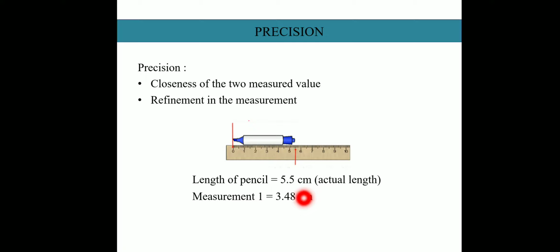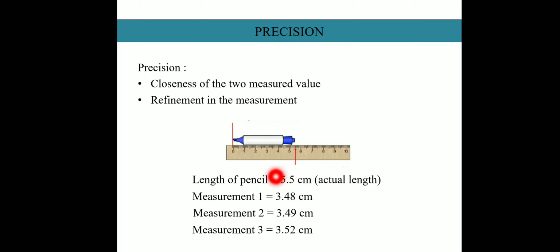Maybe this value has been wrongly calculated, but then when we calculated it for the second time, the value was 3.49 centimeter. Again, this is different from the length of a pencil. This is the actual length of a pencil, but what we have calculated is 3.48, 3.49. Third time again when we calculated, we found out the value which we are getting is 3.52. Again, this 3.5 value is different from the actual length of the pencil, 5.5.